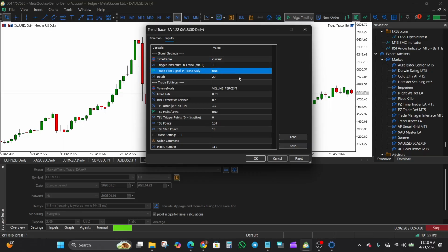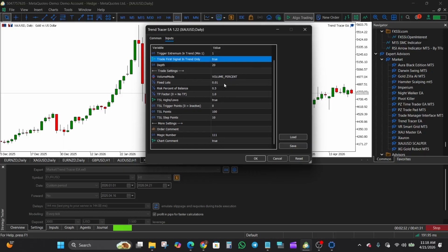Then for the depth, you can edit the value. Then we can also see the volume mode. If you want fixed lots, you can input the lot size that you desire, and then the risk percent of balance, the TP factor. If you do not want TP to be used, then you can just change this value to 0. And then we have the TSL highs and lows, if you want that or not. And then we have the TSL trigger points, the TSL points, TSL step points. Feel free to edit these values depending on how you want the EA to function.